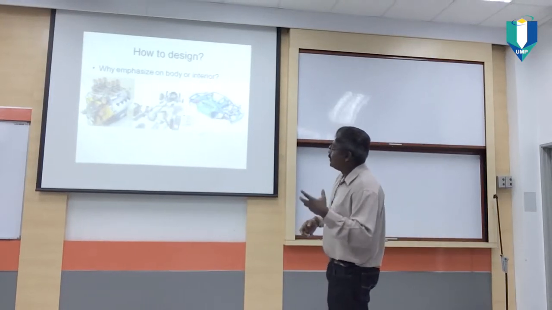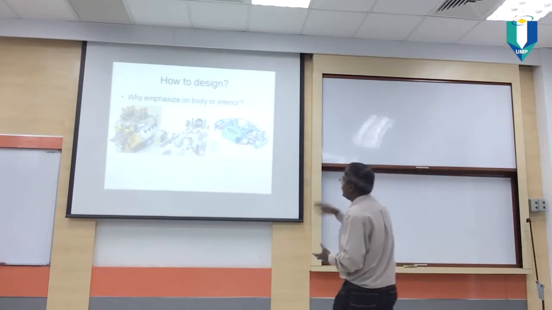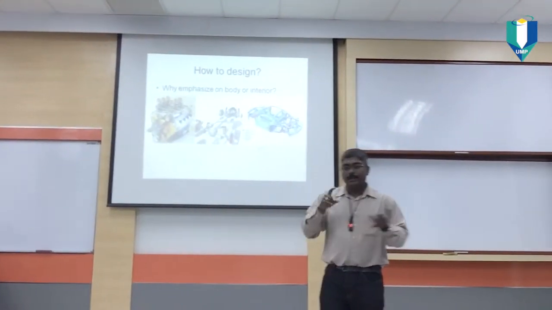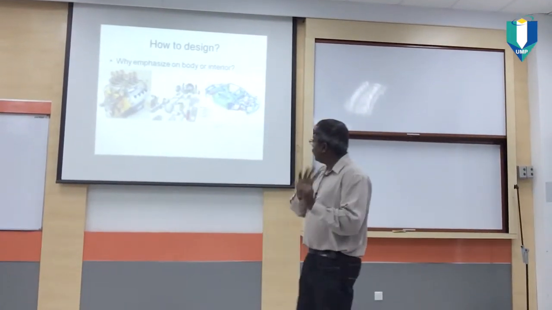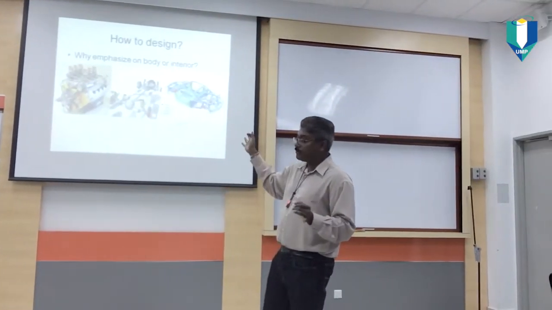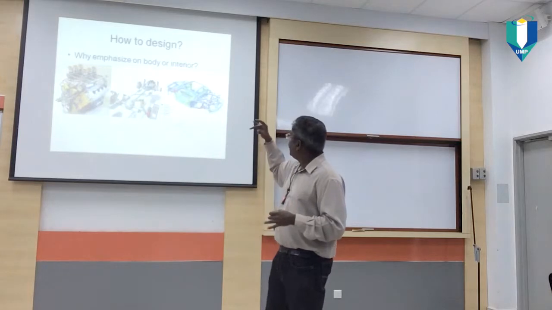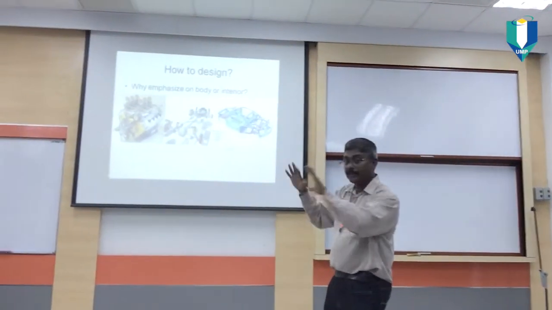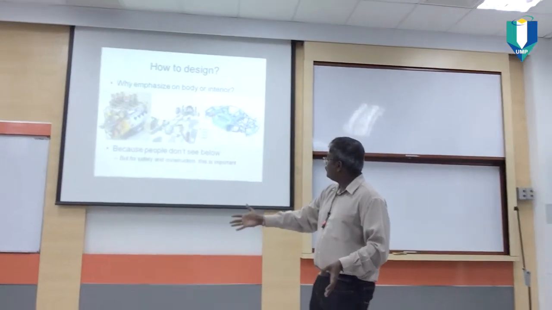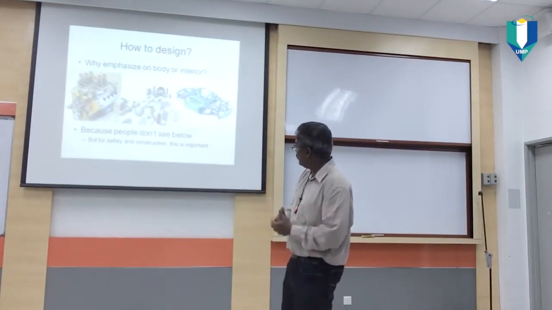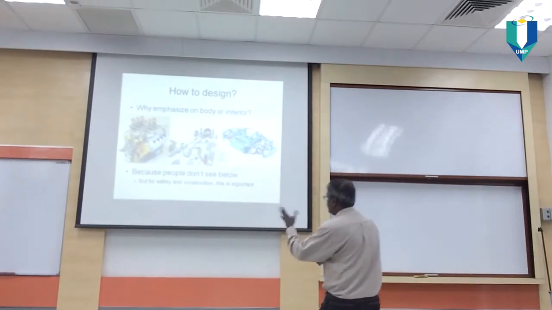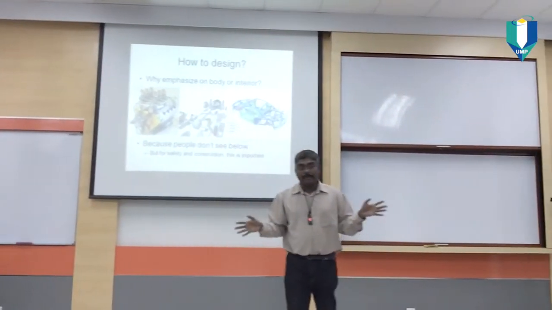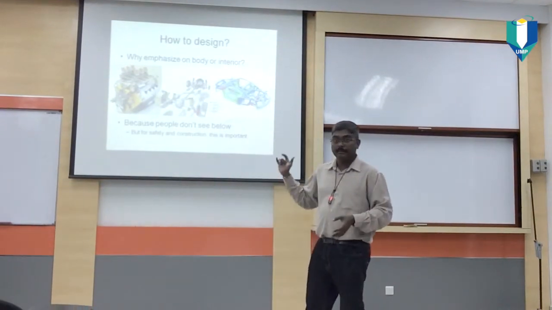Now we only emphasize the car body. We are not going to emphasize the interior of the car. What type of engine, what configuration of the engine, we are not going to look at. We are also not going to look at the suspension system or the structural effects. We are only going to look at the outside of the car, because normally people don't see below. For safety and construction, this is very important, but right now for this class, we are only looking at the overall design of the car.